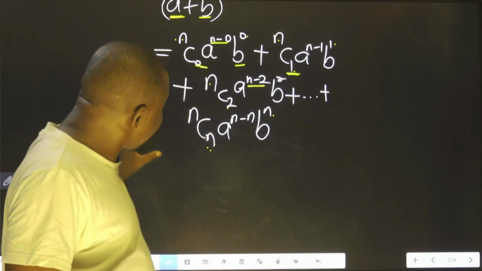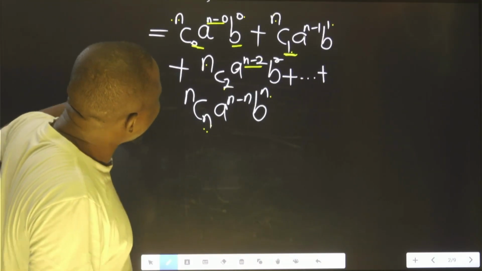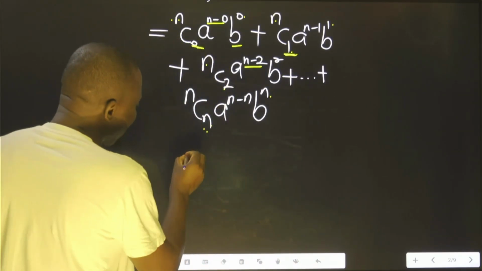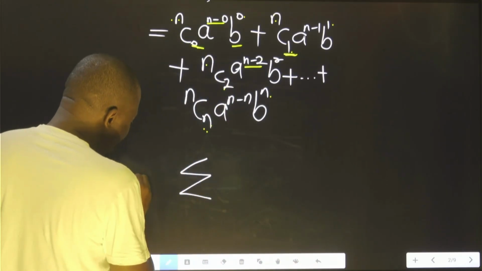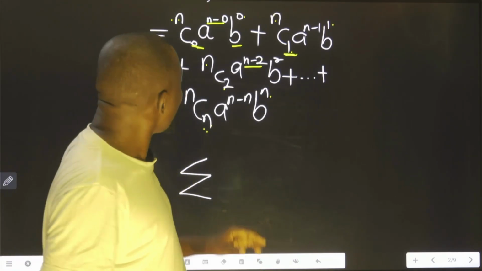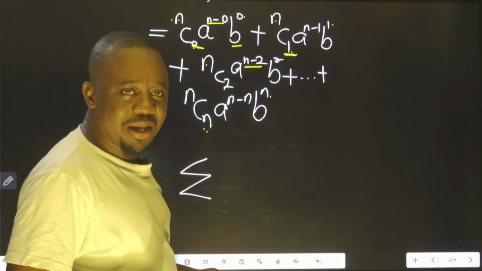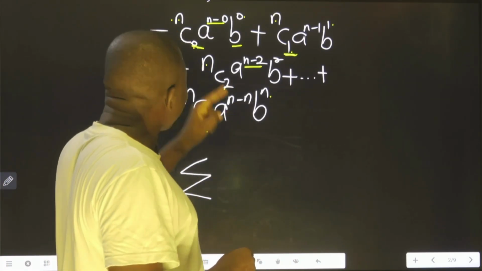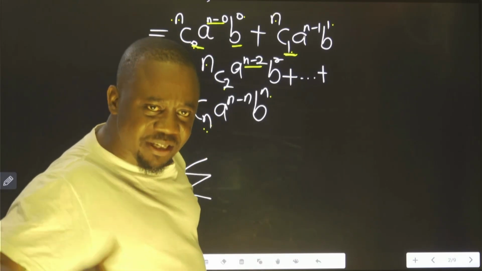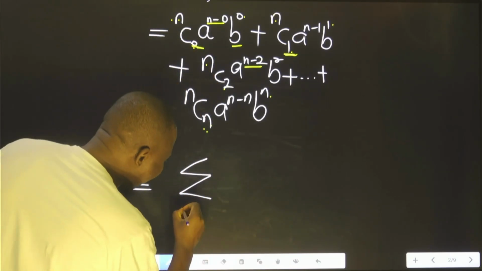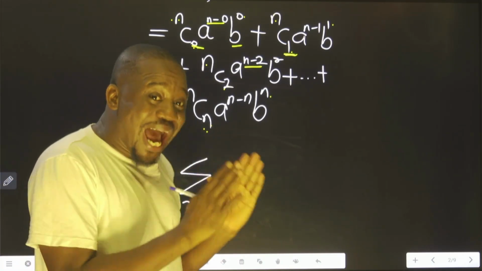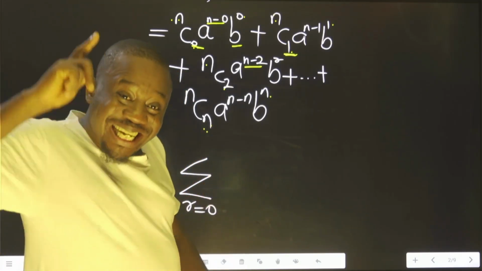Mathematically, how do you express this? This means addition, because you are adding so many terms. What is that? That is sigma. This means you are adding many terms, sigma, starting from 0, because we started from 0. Okay? After 0, we have 1, 2, 3, 4. So all these terms, we are going to represent it by r. So r is starting from 0. Okay? We are going to add from 0 till we get to the end.